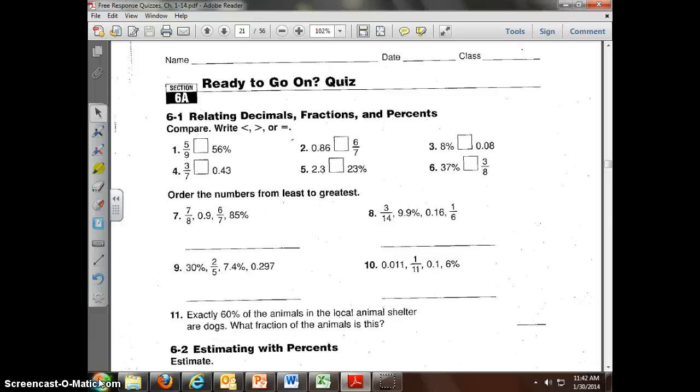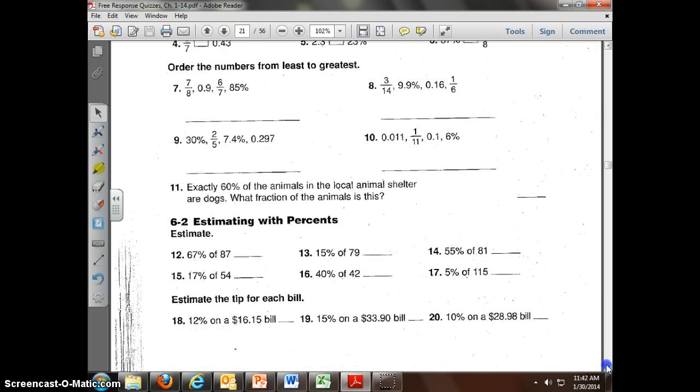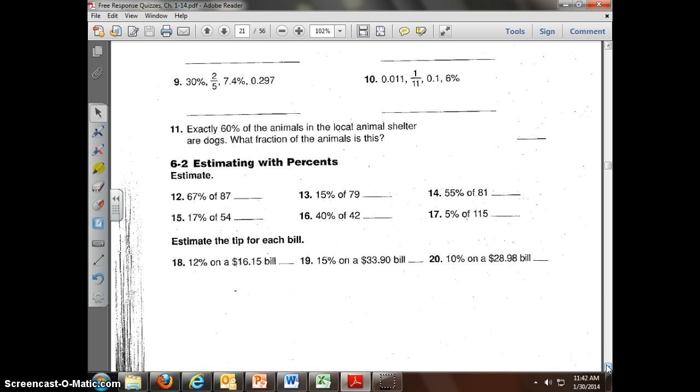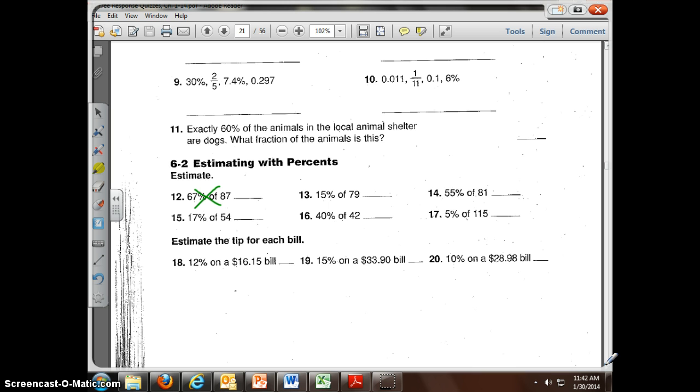Going down to the next set of questions for 6.2, which is estimating percents, we are going to skip number 12, 16, and 17. So no 12, no 16, no 17. You can skip those problems. For problem 13, problem 14, and problem 15, they should be on a separate sheet of paper. And here's what I want.